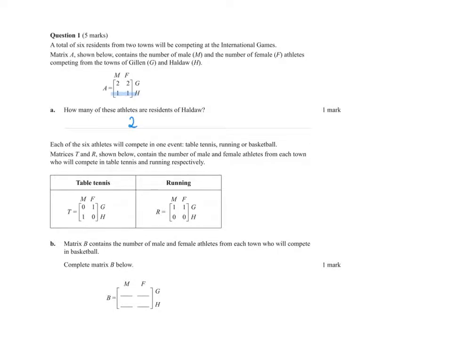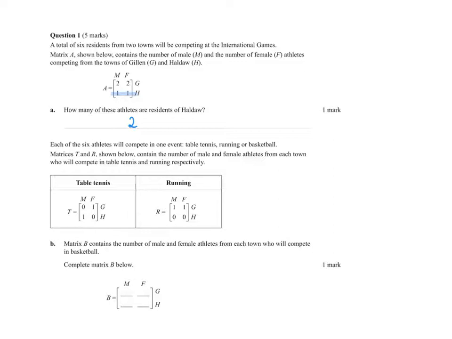All right, next question. Each of these 6 athletes will compete in 1 of table tennis, running, or basketball. The matrices T and R shown below contain the number of male and female athletes from each town who will compete in the table tennis and running respectively. Okay.